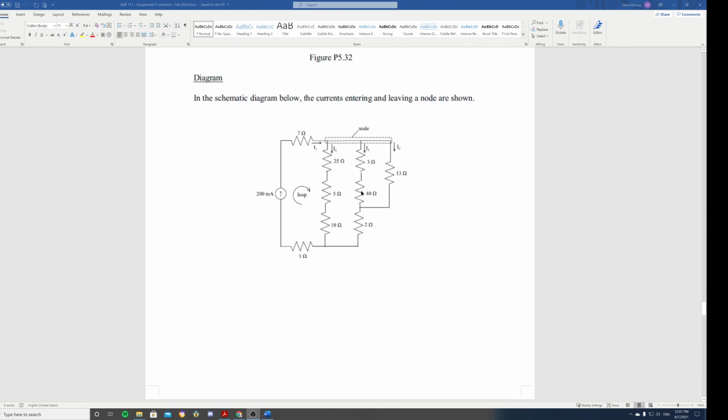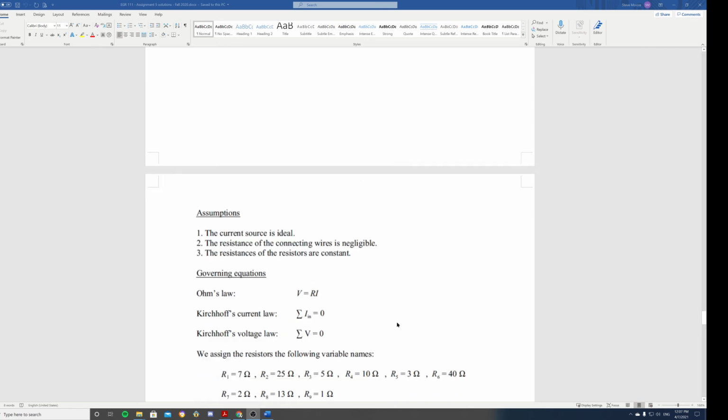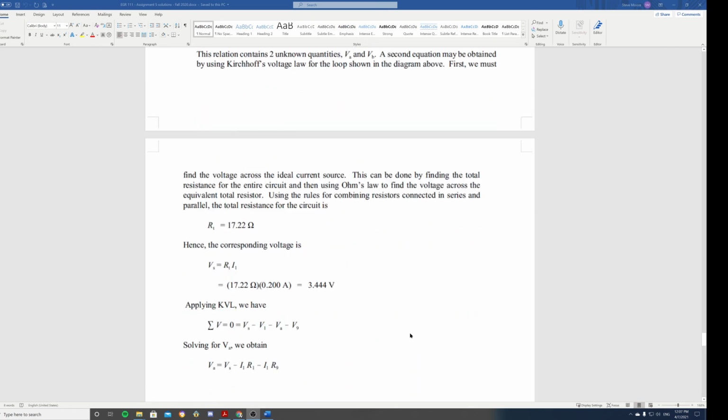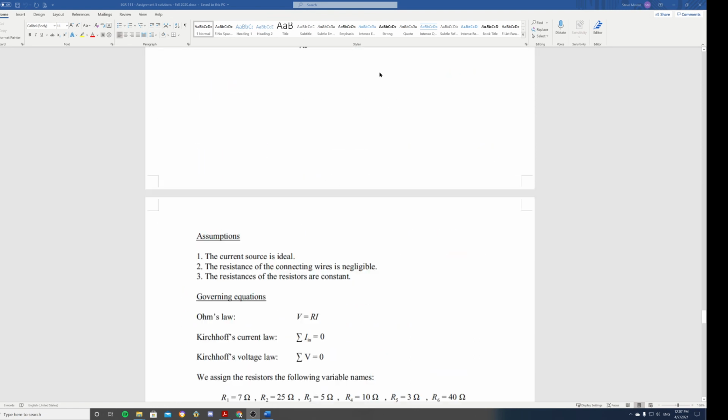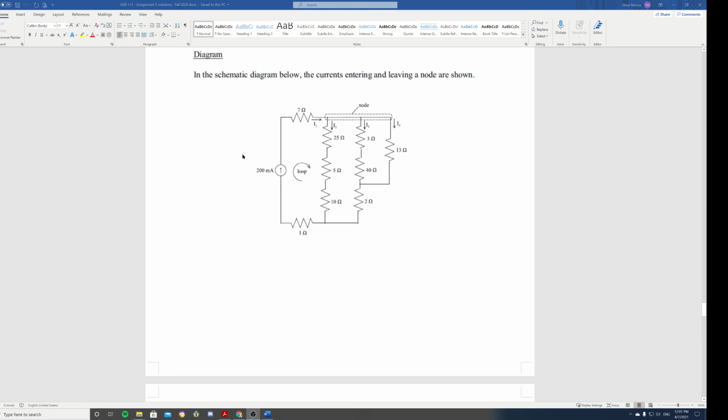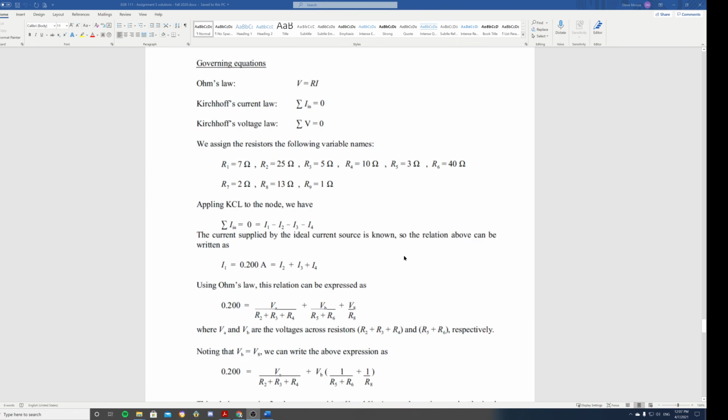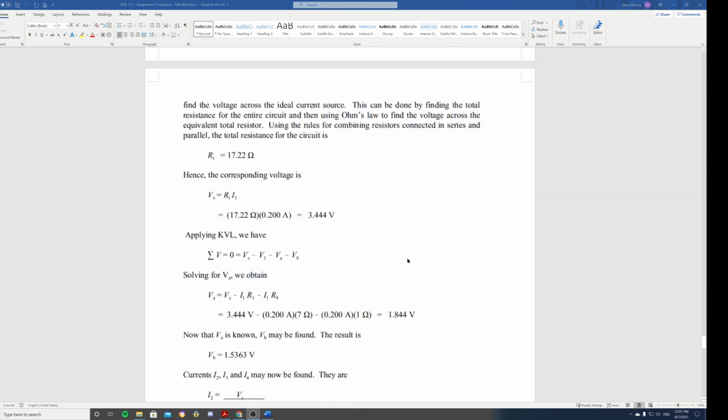So if you remove this source, and look at the resistance looking in from this point relative to this point, you come up with the equivalent resistance of this circuit. What you're going to find is it's 17.22 ohms. Sorry. Okay. And then what we can do is find the source voltage. Because essentially when you do that, now you have a simple series circuit with a current source and one resistor connected to it. All right. And so we can find the voltage drop across that equivalent resistance. And when we do that, it comes out to be 3.444 volts.